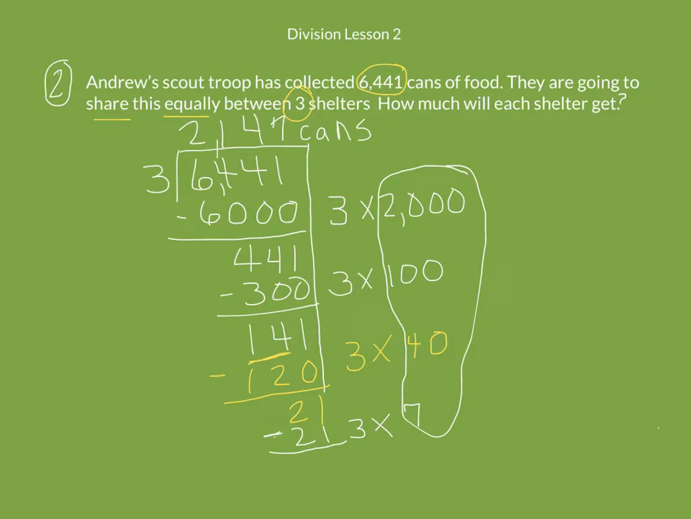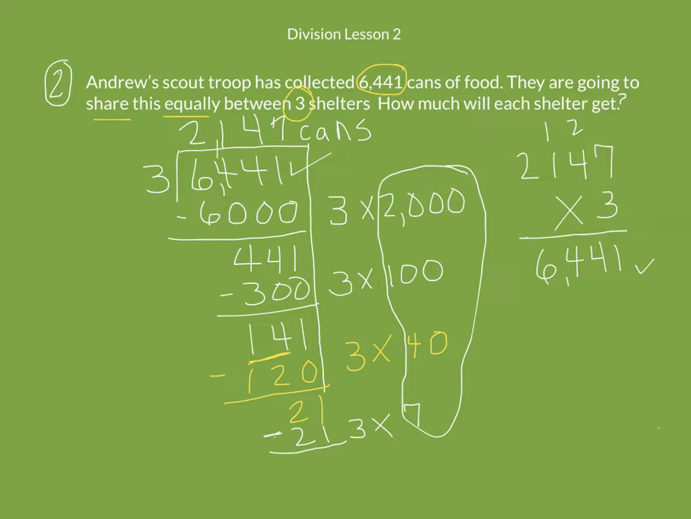Now let's check our work though. We know we've got 2,147 in each group. We know we have 3 groups, so we multiply to see if we get our total amount again. 3 times 7 is 21. Regroup the 2 tens. 3 times 4 is 12. 13, 14 tens. Regroup the 100. 3 times 1 is 300, plus 100 is 400. And 3 times that 2,000 is 6,000. So 6,441. There's a match. So we know we did that work correctly.